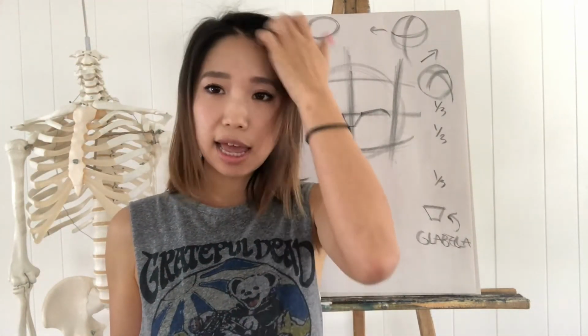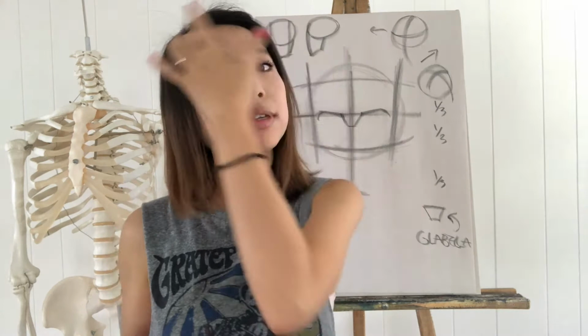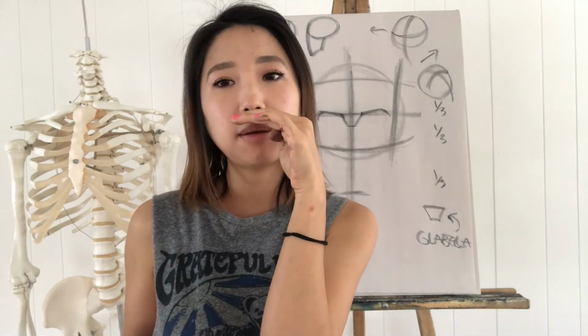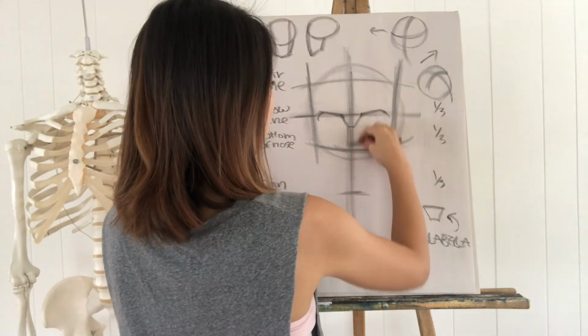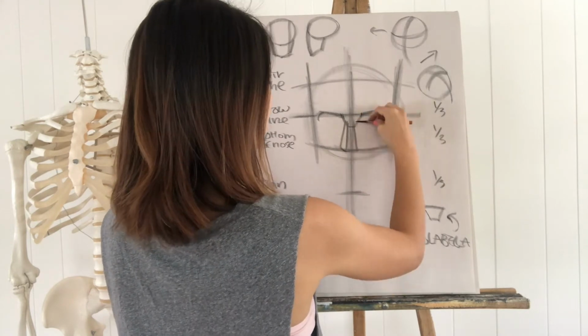It depends on the angle of the head. If the person is looking down, then you probably wouldn't see the bottom of the nose. But if you have a chin-up angle a little bit, then you will probably see the bottom plane of the nose too. But for this one, we're just going to create the top, and let's just do the side.